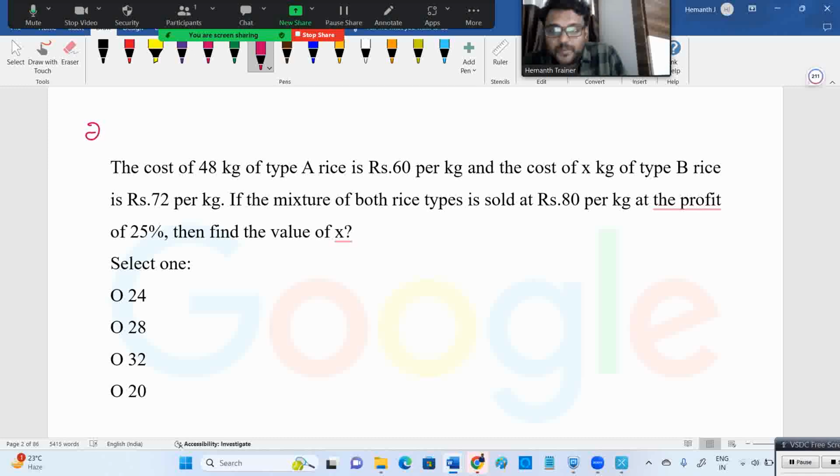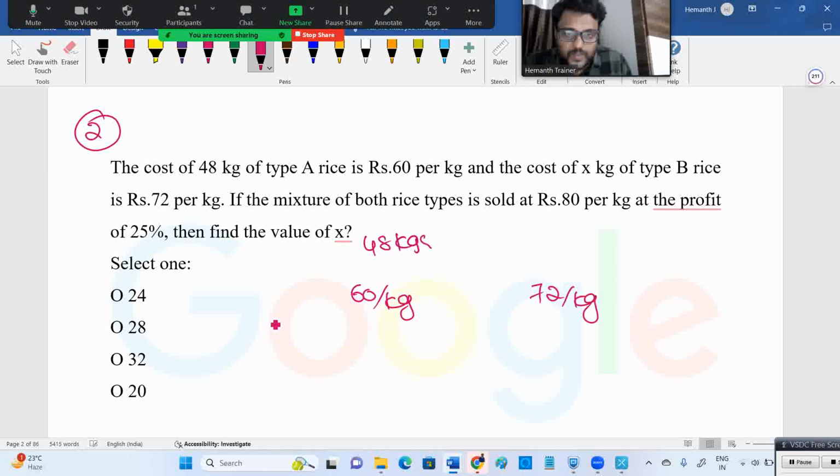This is also related to mixtures and alligations. Type 1 rice is 60 per kg. Type 2 rice is 72 per kg. Here they took 48 kgs from the first one, and they took X kgs from the second one. This is also related to the mixtures and alligation concept. Right. These two, first variety 60 per kg and second variety 72 per kg, when they mix it, the result should be more than 60 and less than 72, but they gave 80.